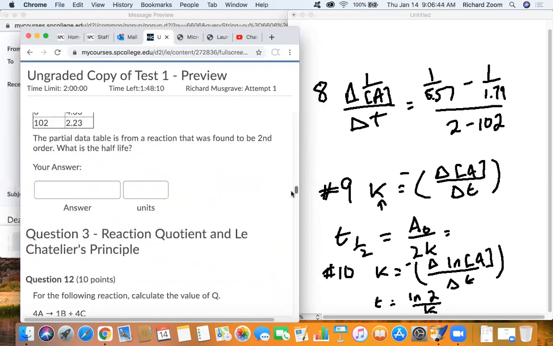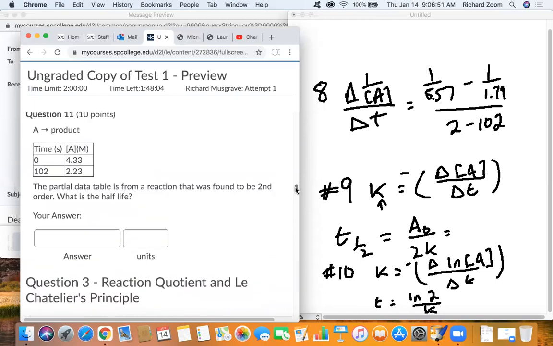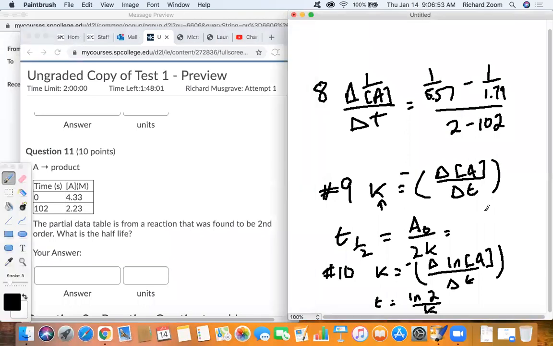Okay, let's have a look at number 11. What's the half-life? Actually, there was something else I missed there on the other ones, and I do apologize for that, but I'll come back to it in a second.